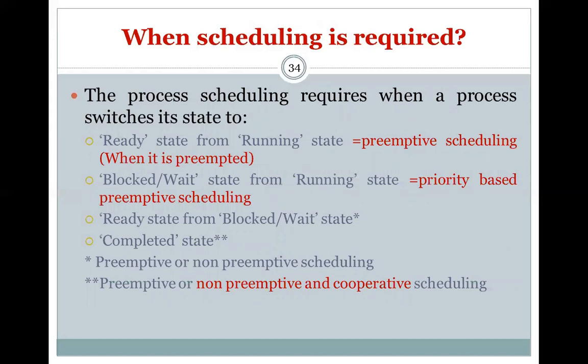Process scheduling is required when a process switches its state. Ready state from running state is nothing but preemptive scheduling. Block state from running state is nothing but priority based scheduling. Ready state from block state, ready state from wait state, then completed state. Preemptive or non-preemptive scheduling, preemptive or non-preemptive and cooperative scheduling.